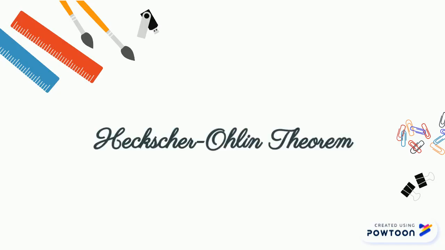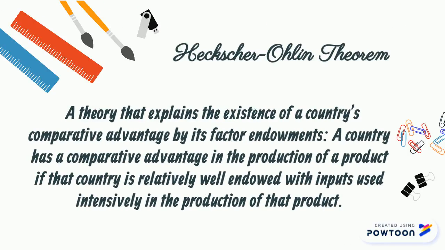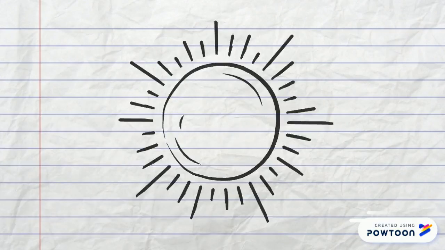The Heckscher-Ohlin theorem ties the theory of comparative advantage to factor endowments. It assumes that products can be produced using differing proportions of inputs. According to this theorem, a country has a comparative advantage in the production of a product if that country is relatively well endowed with inputs used intensively in the production of that product.